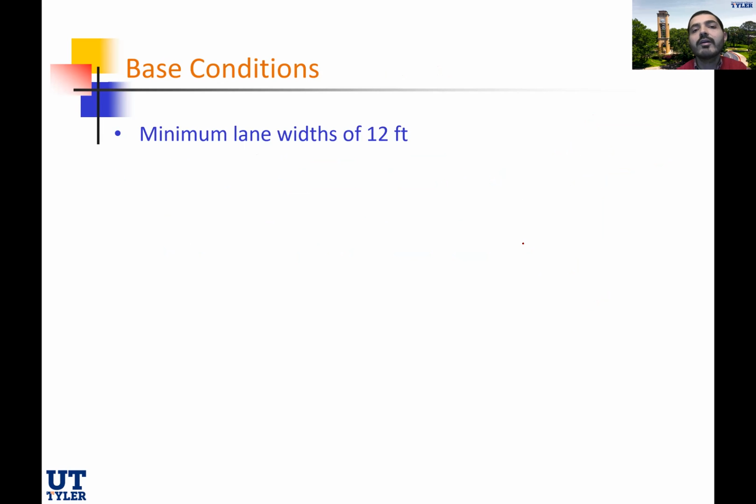First, again, we need to define the base conditions. The first base condition is a minimum lane width of 12 feet. If we have a lane width less than 12 feet, your experience as a driver on this multi-lane highway is going to be a little bit worse, and therefore the level of service is going to deviate from level of service A. That's why we need a minimum of 12 feet lane width.